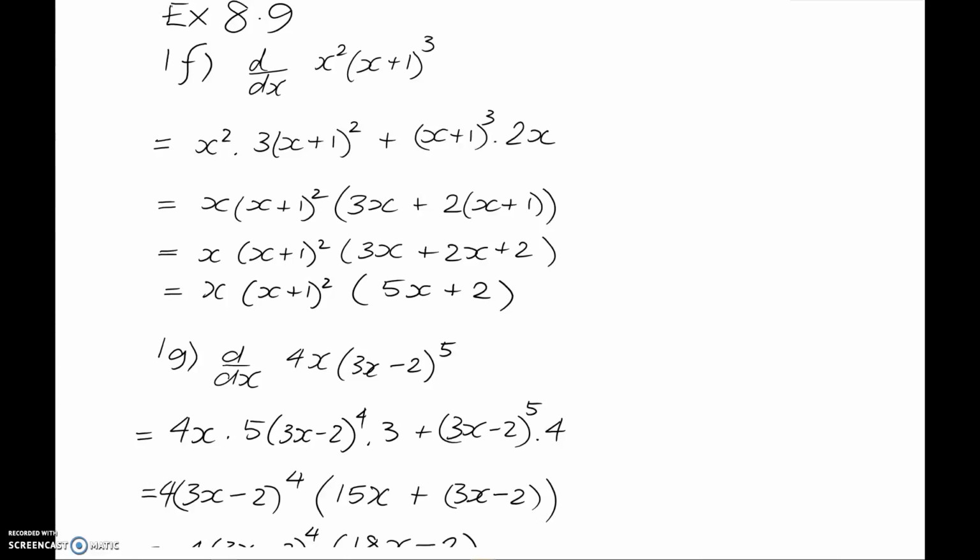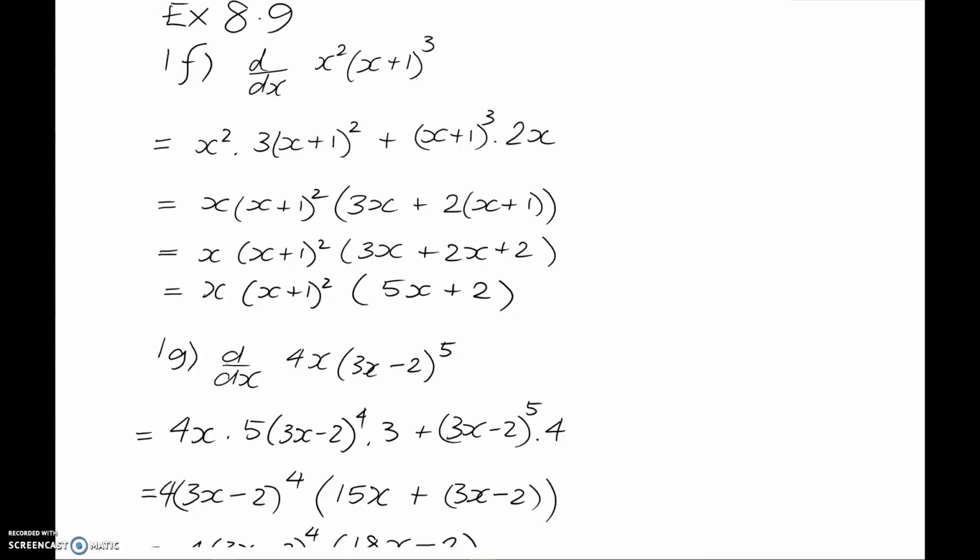So we know that when we do the product rule, we do the first thing, which is x squared, times the derivative of the second, which is 3 outside of (x + 1)^2. Then we come back and go plus the second, which is (x + 1)^3, times the derivative of the first, which is 2x. So far, so good. Now this is where it gets interesting with the factorising.